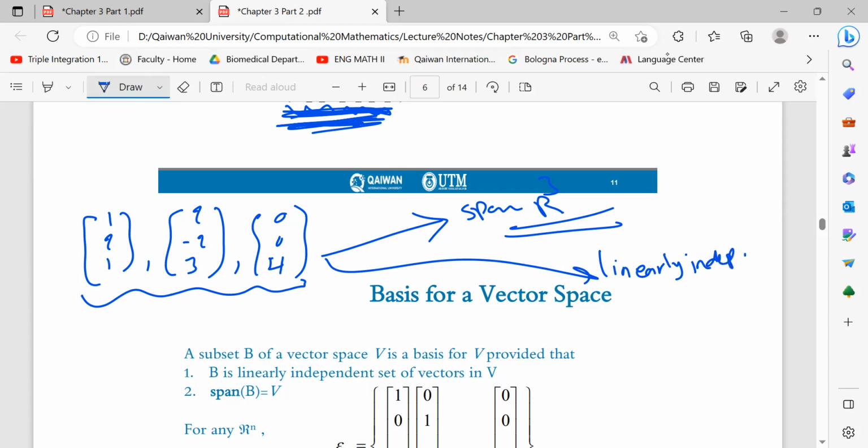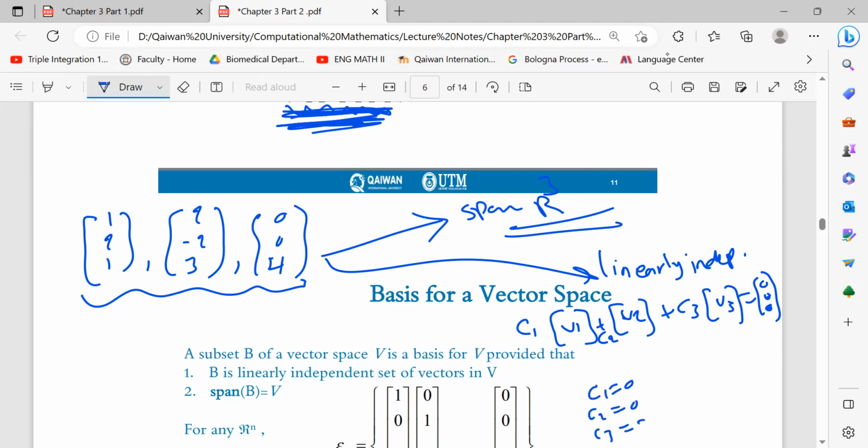We talked about linear independence in the previous chapter. In linear independence, we said if we have C1 times V1 plus C2 times V2 plus C3 times V3 equal to 0, 0, 0, we must get C1 must be 0, C2 must be 0, C3 must be 0. That means we must get 3 values for C1, C2, C3, and all are 0.